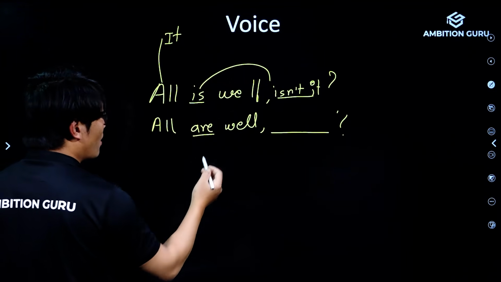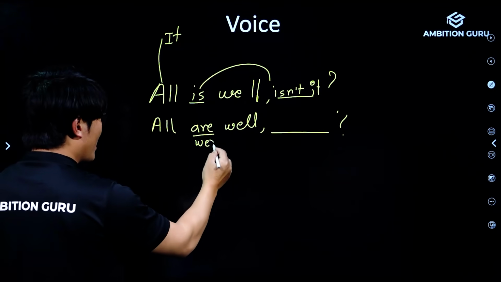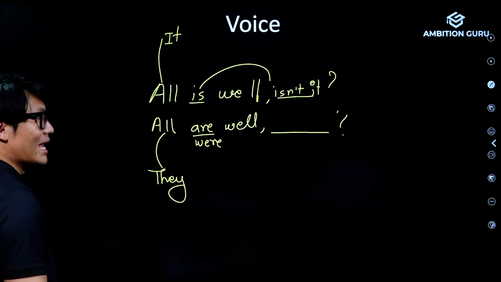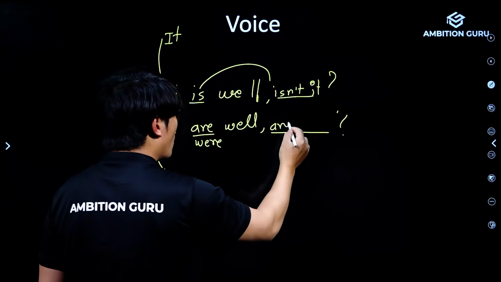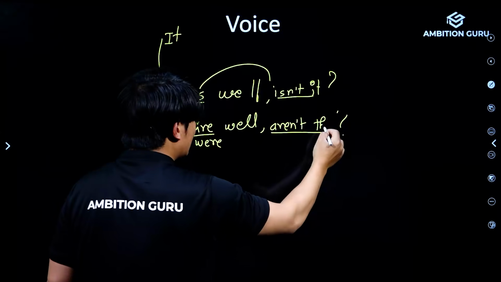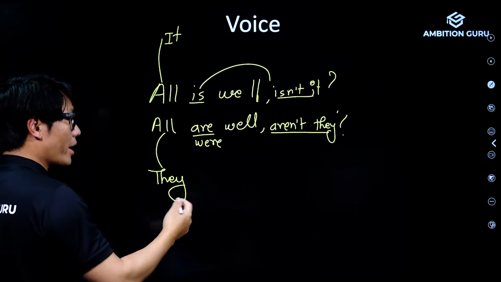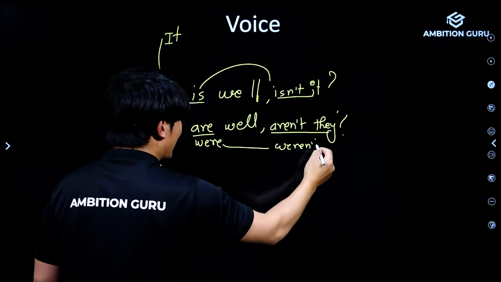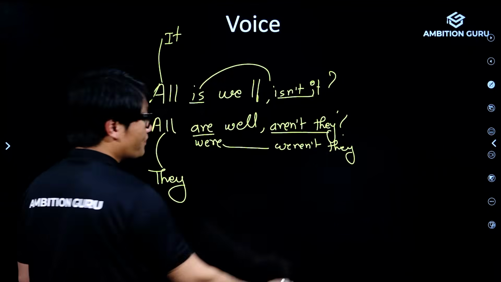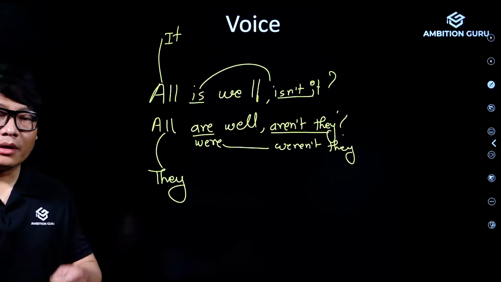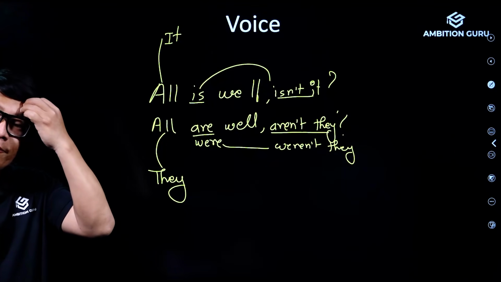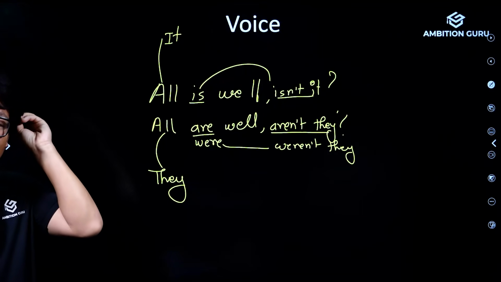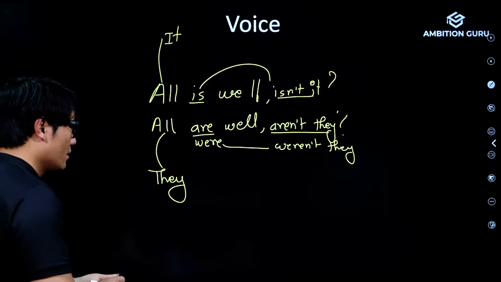But when there is are or were, this all should be changed into they. So now, what should be the answer? Aren't they? All are well, aren't they? Or all were well, weren't they? So the answer is like this. Any questions? Very good. So previous slide, no more. Next. Now let me tell you.